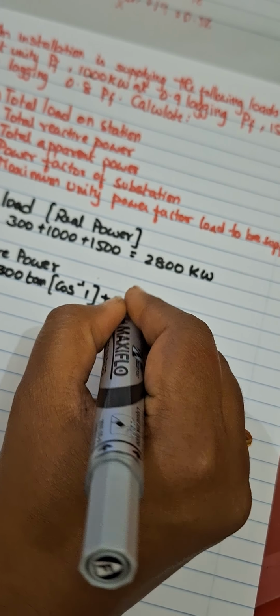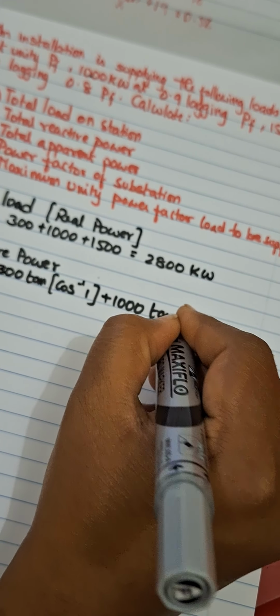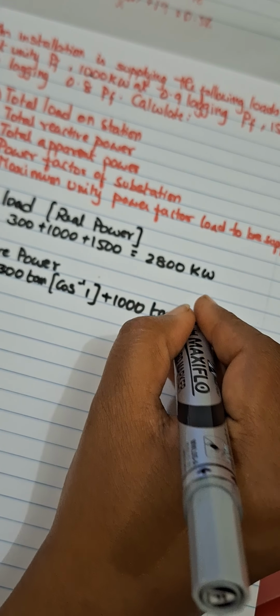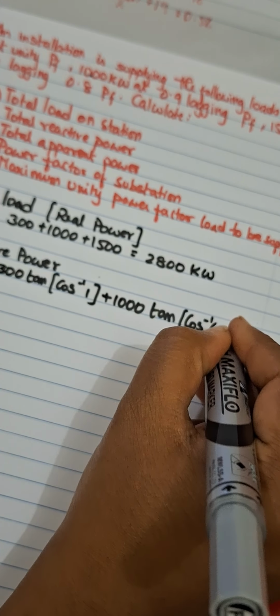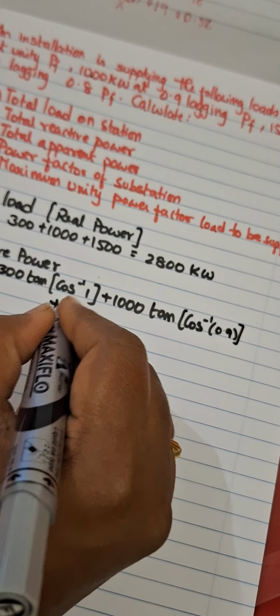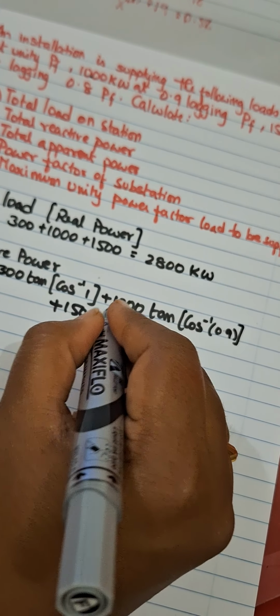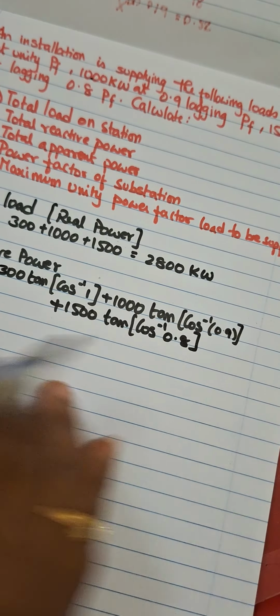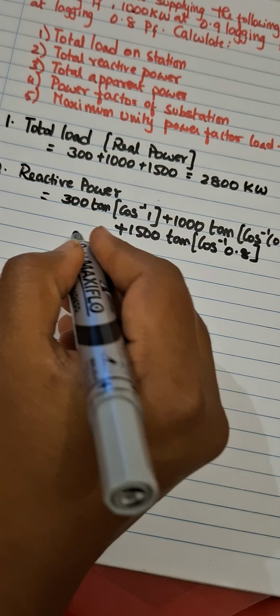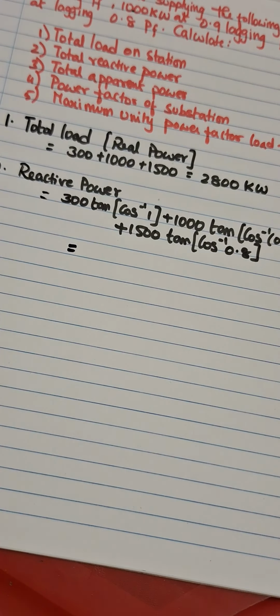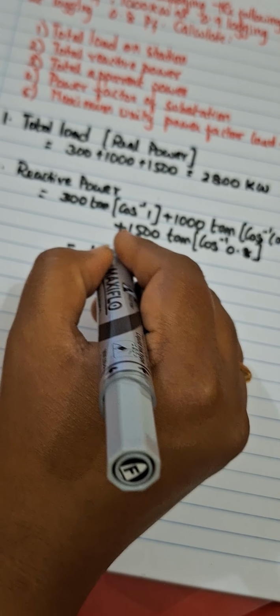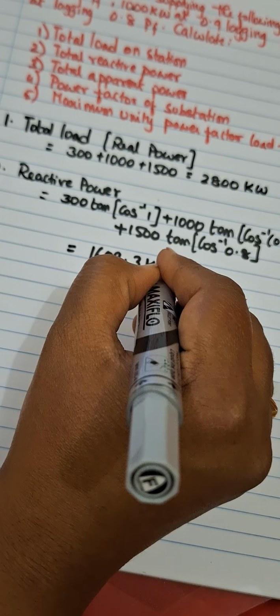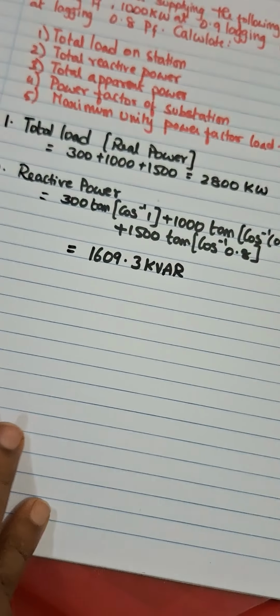So this is the first load. Then another load is 1000 kilowatts at 0.9, so I will say tan of cos inverse 0.9. Next, another load is 1500 at 0.8, so I will say tan of cos inverse 0.8. So if we calculate this, what is the value we are going to get? It will be our reactive power. If you calculate this, you are going to get 1609.3, which is the reactive power. So we write it as kVAR, right?